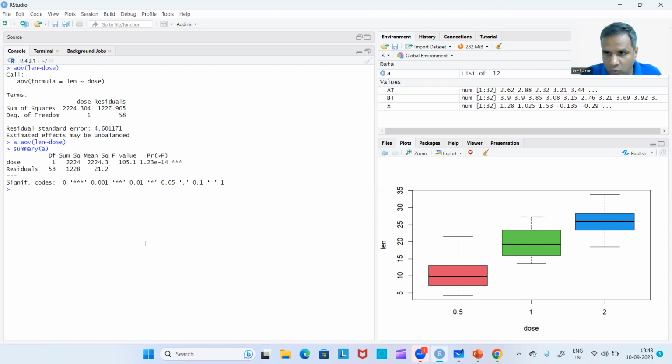Now in ANOVA, people go for post hoc analysis. People use Tukey HSD.